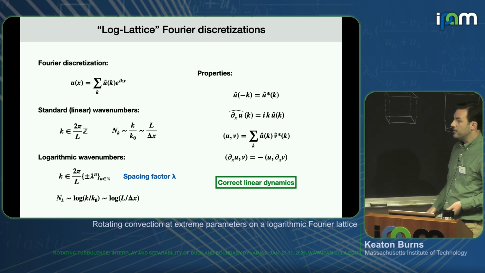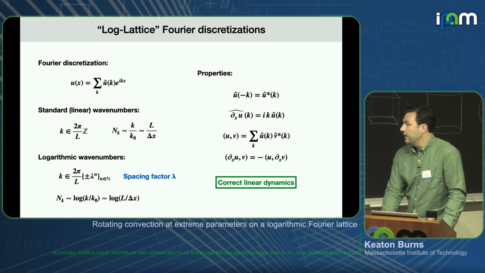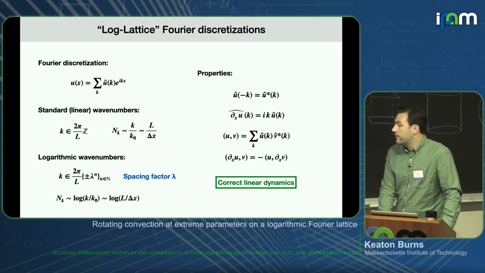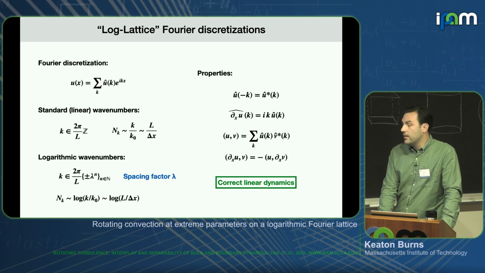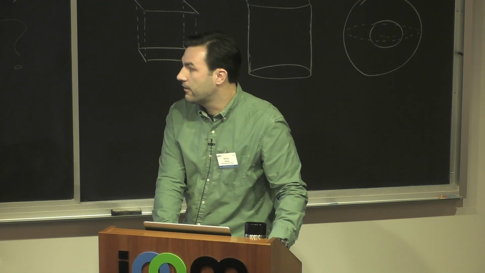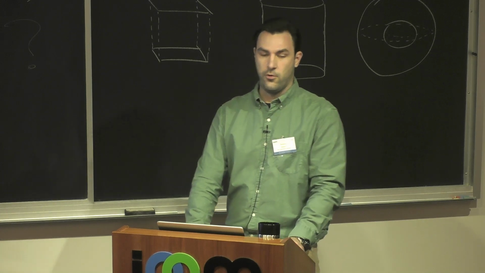So it has a lot of these properties that actually mean that for a system where the dynamics are separable over Fourier modes, the discretization in the log Fourier lattice should give you the correct linear dynamics. So we could think of this as a good discretization for looking at linear stability problems across very different scales. The question is, is it useful for nonlinear problems?